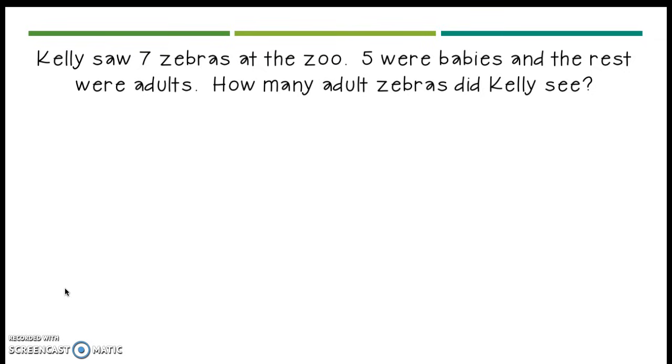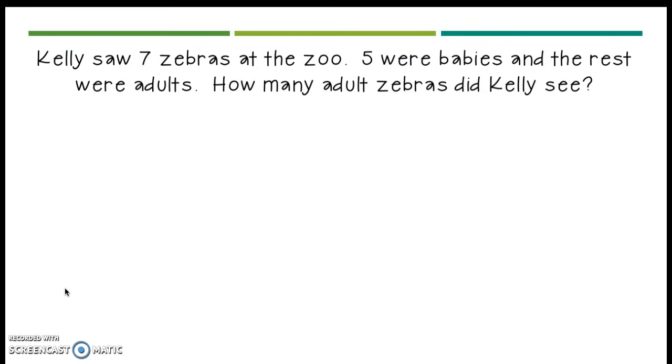Kelly saw 7 zebras at the zoo. Go for it. Now, if I go too fast, you press pause, draw it, and then press play. 5 were babies. So 5 of those zebras are babies. So go ahead and draw that. All right. And then the rest were adults. So you're going to have to find that missing part. Now, don't race ahead. Do all that good work and then check yourself.